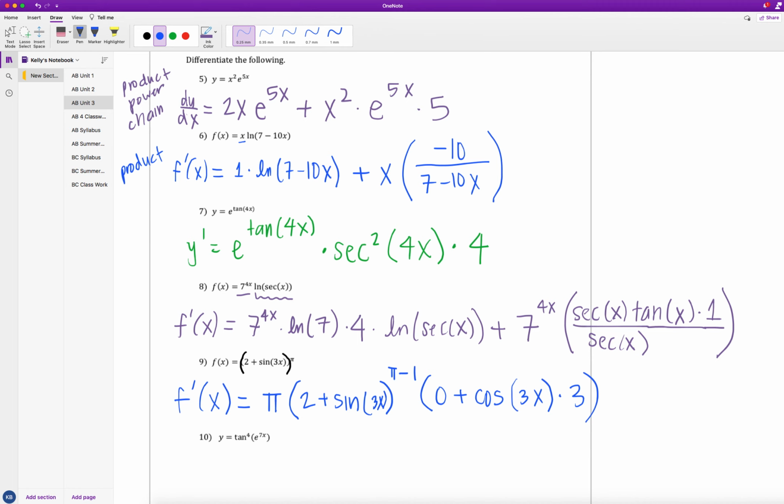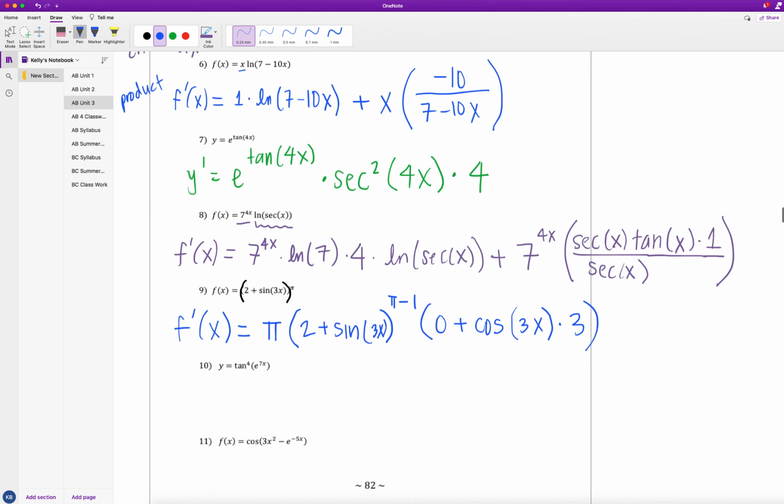Okay, we've got 2 more examples in here. So we have example 10, which says y equals tangent to the 4th of e to the 7x. What do you guys think? What rule or rules can we use to take the derivative in example 10?